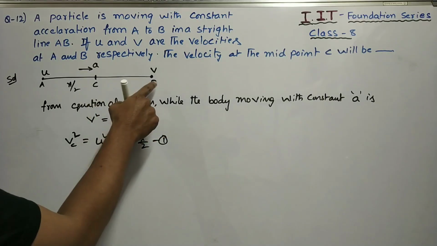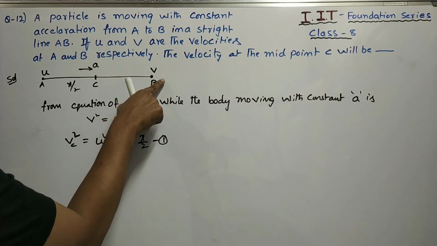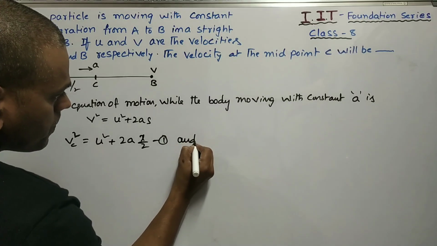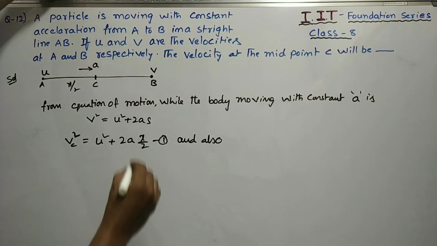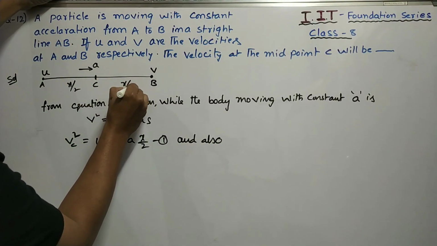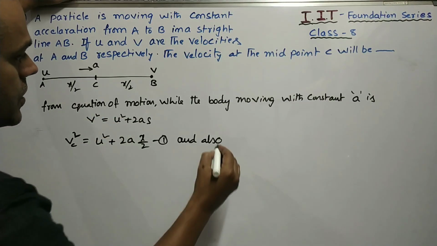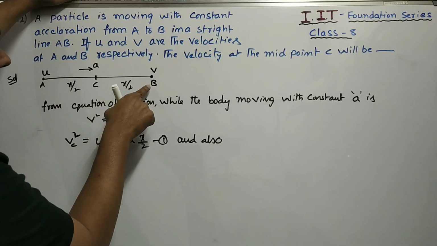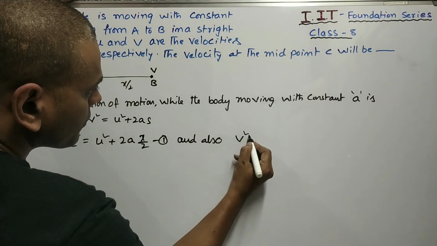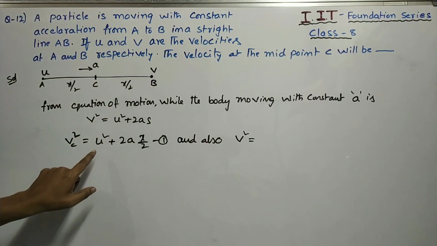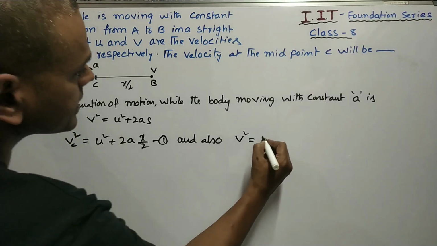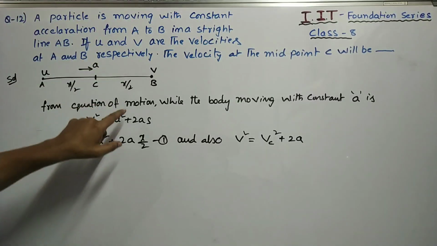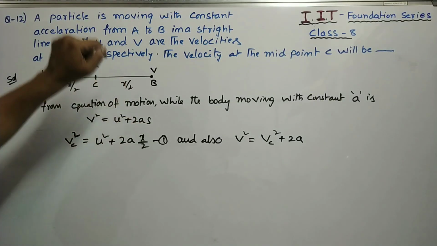Similarly, the velocity at point B is v. And the distance between C and B is x by 2 only, isn't it? So from the equation of motion, v square is equal to u square plus 2as. Here v is the final velocity at point B, u is the velocity at point C. So v square is equal to Vc square plus 2 into a into x by 2, the distance between C and B.